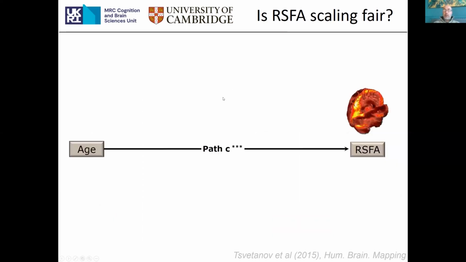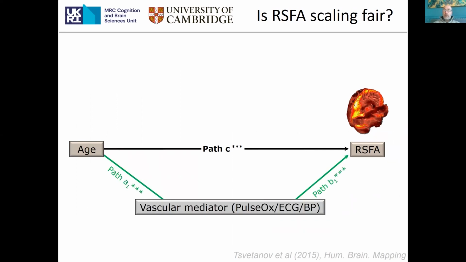What we did was a mediation analysis. So we're asking how much of the variance in RSFA is caused by age, and of that variance, how much is mediated by various factors. We included various measures of vascular health, so we also have blood pressure, and we can look at heart rate variability from ECG or pulse oximeter, etc. A principal component analysis of these vascular factors showed a significant mediation effect. In other words, the effect of age on RSFA was diminished when we take into account vascular effects. And that suggests that vascular effects at least partially mediate the effect of age on RSFA. That's consistent with RSFA reflecting a vascular measure.